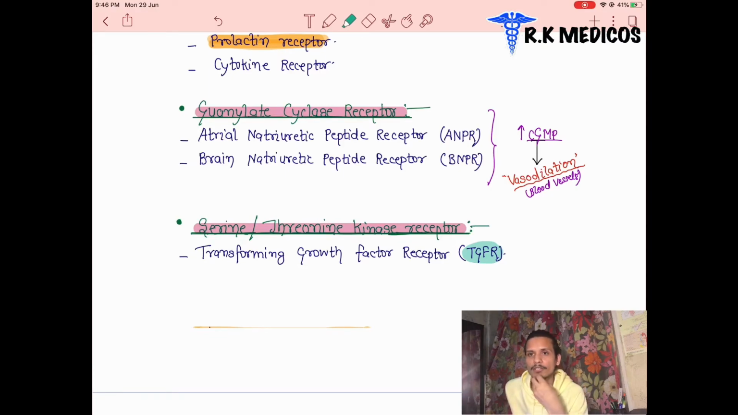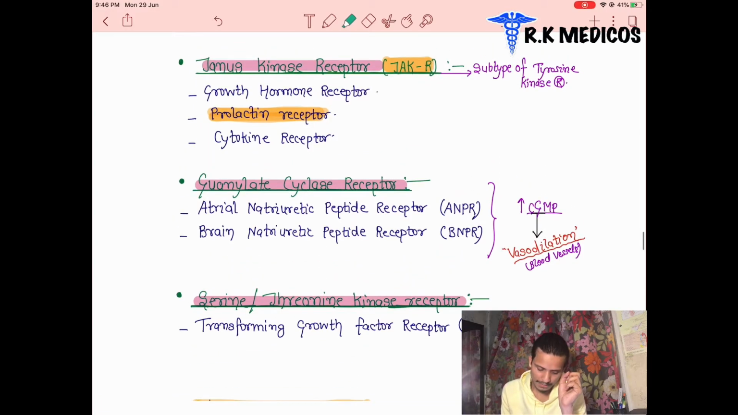Where is it located? Is it an enzyme linked receptor, a nuclear receptor, or a GPCR? It is the enzyme linked receptor. We have to memorize it because MCQ questions are coming from there. TGFR is what type of receptor? It is not a nuclear receptor. So we have to memorize that these are the enzyme linked receptors.